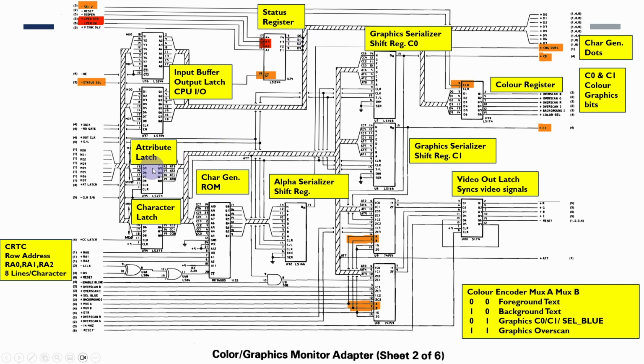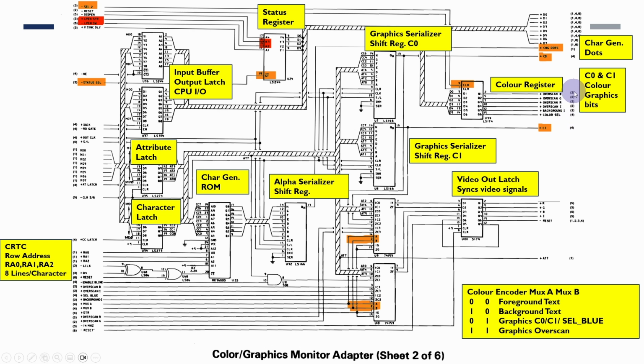The attribute latch actually goes over to later stages to work out what sort of colour and foreground, background colours we're going to be using. We don't need to worry about the graphics side of things here. And this colour register also provides the background colours in some of the graphics modes and provides other sort of colour attributes, mainly for the graphics modes.